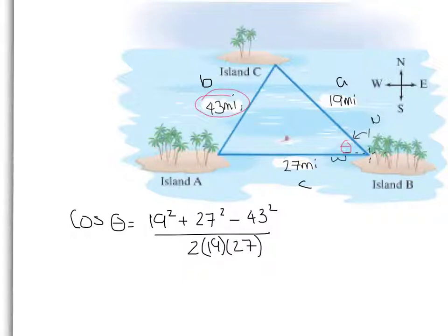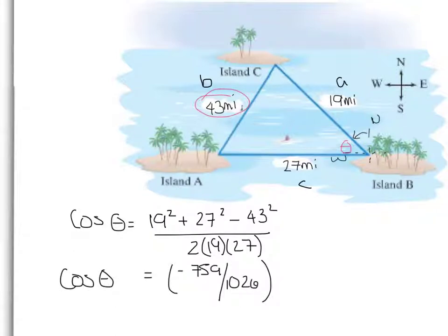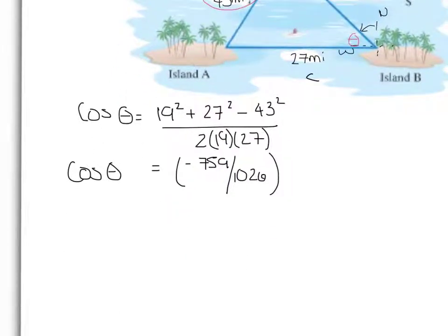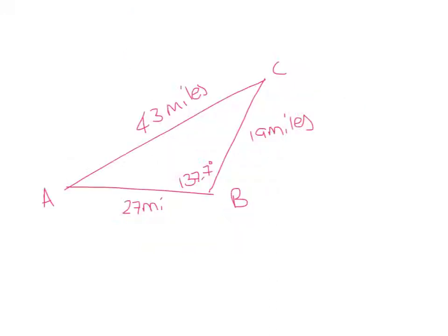Let's put that in our calculator and see what we get. Okay, so this is what we get. And now what I want is the inverse of cosine. It's 137.7 degrees. Remember, I want the bearing. Okay, so we were getting something funny. Clearly that other triangle was not drawn to scale, so this will help us a little bit better.